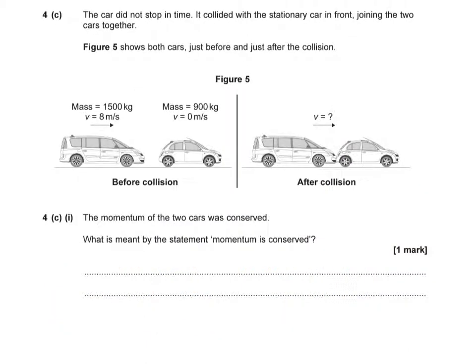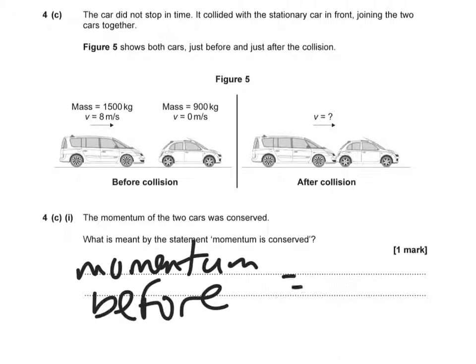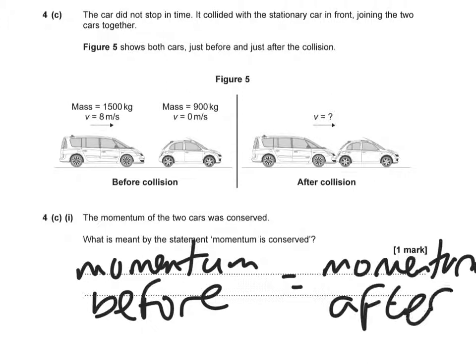Moving on to 4 part C, so the car did not stop in time. It collided with the stationary car in front, joining the 2 cars together. Figure 5 shows both cars just before and just after the collision. The momentum of the 2 cars was conserved. What is meant by the statement, momentum is conserved? Well, that is the conservation of momentum law, which basically means that the momentum before the collision is equal to the momentum after the same collision, and that will get you the mark.